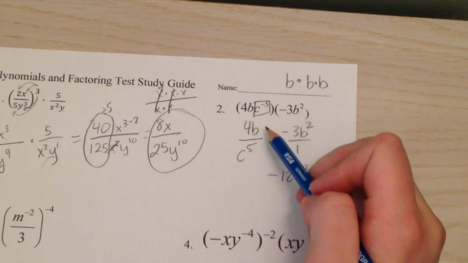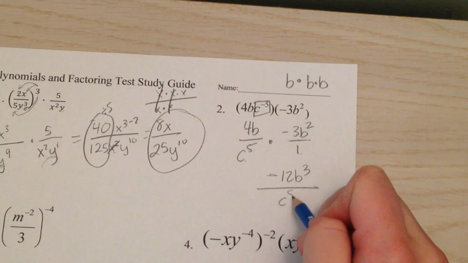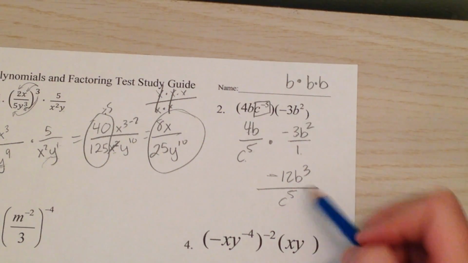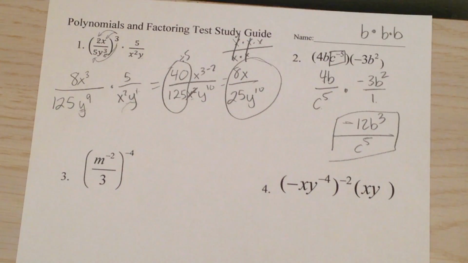Let's continue on here. Where was I? I did this part. Now we need to multiply that bottom. 1 times anything is just whatever we started with. So there's our final answer. Now we have a couple more, so let's move on to the next one.